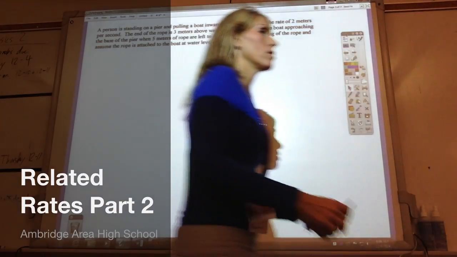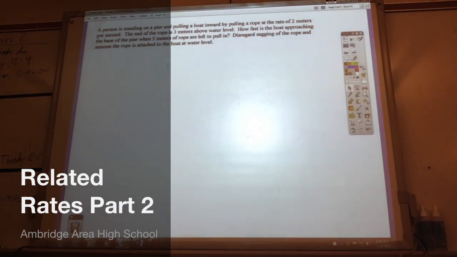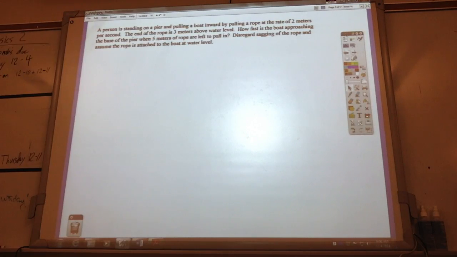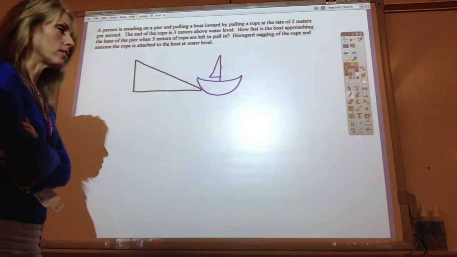This one's for the boat. Okay, so read that problem. See if you can come up with some kind of picture to draw. At some point, too, I'll show you the Larson book. The Larson book has all the pictures in it. All right, we could edit this out.